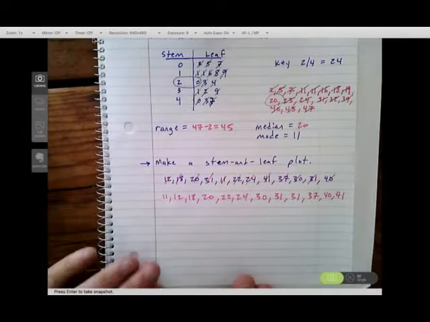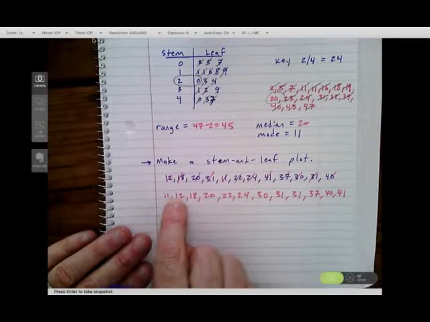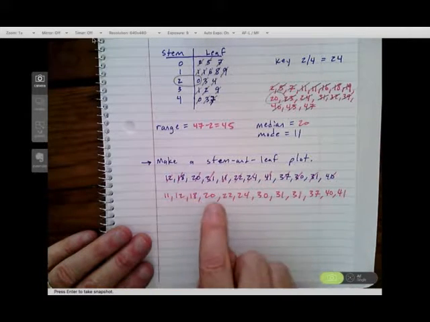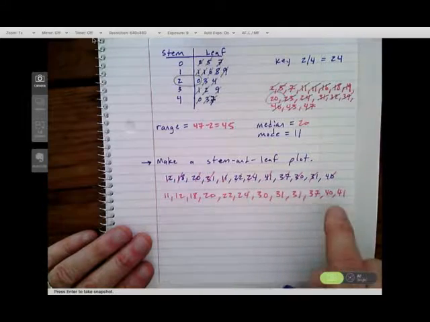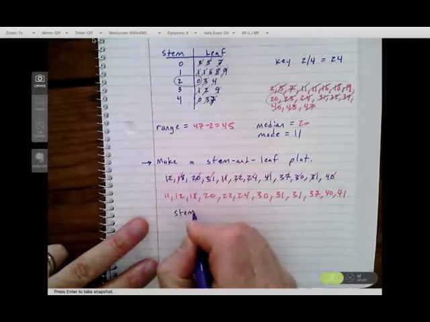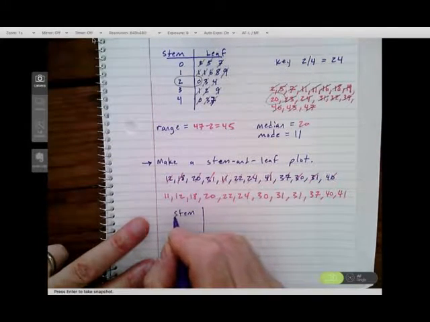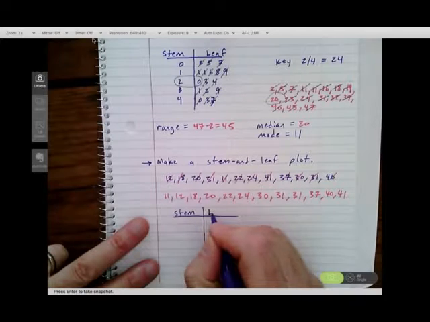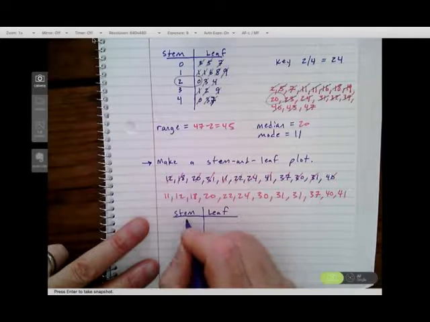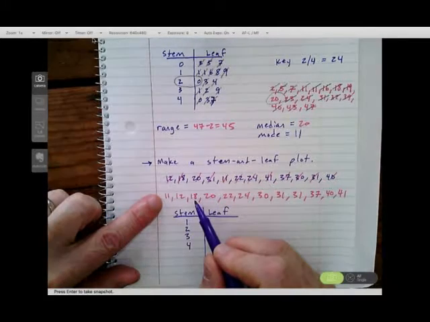Well, this should be kind of obvious because look, I've got some numbers between 10 and 20, and then I got numbers in the 20s, numbers in the 30s, and numbers in the 40s. So my stems are going to go from 1 to 4. 1, 2, 3, 4. Again, the 1 will be for these numbers here. So let's go ahead and fill in the leaves.